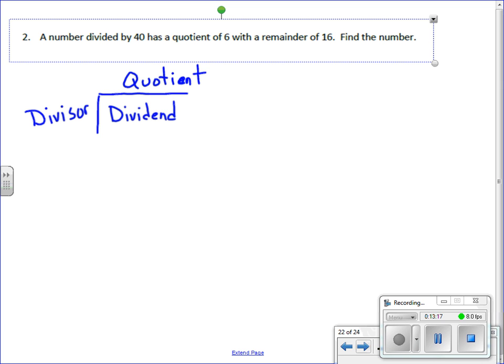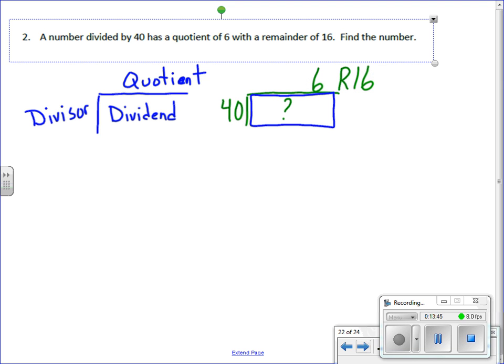So on this one for us, it's saying a number, we don't know what it is, divided by 40, so that's our divisor, has a quotient of 6 with a remainder of 16. So to find this number again, we use our check to find the number. Since we know how to do the check, this is how we can find out what this number is.